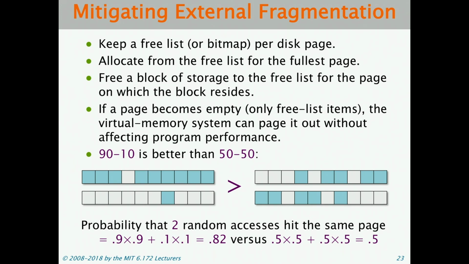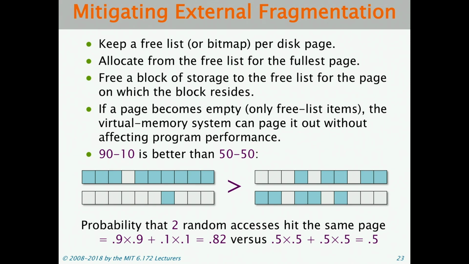And if a page becomes completely empty, there are no more items that are used on that page, then the virtual memory system can page it out without affecting the program performance because you're not going to access that page anyways. So this might seem counterintuitive. Why do we want to skew the items to as few pages as possible? So let's look at a simple example to convince ourselves why this is actually good for dealing with external fragmentation.